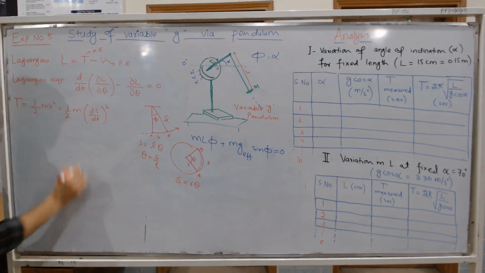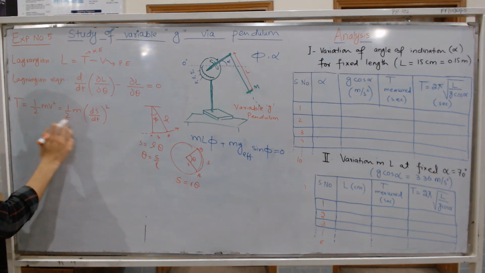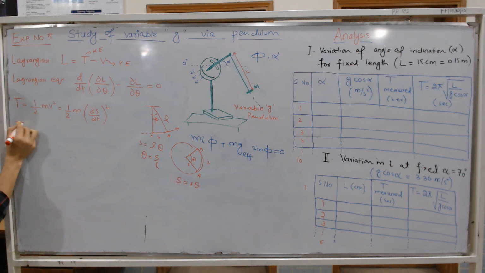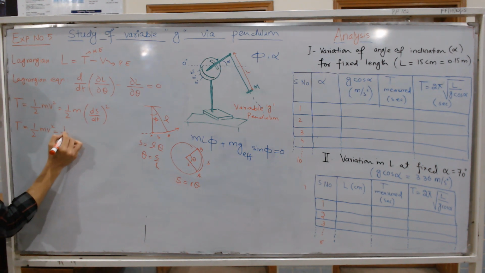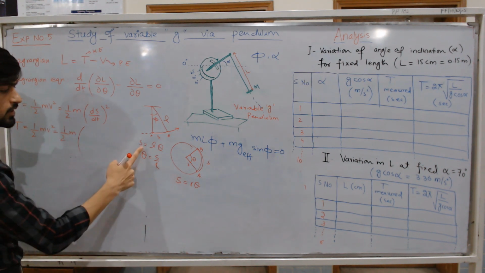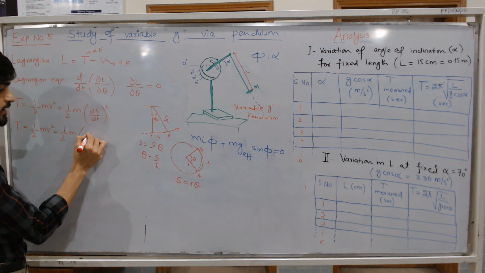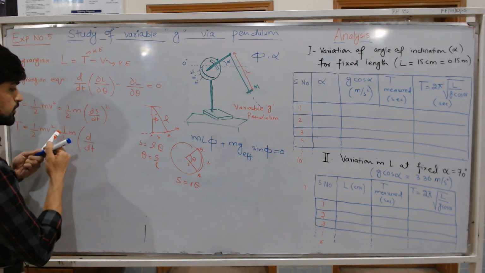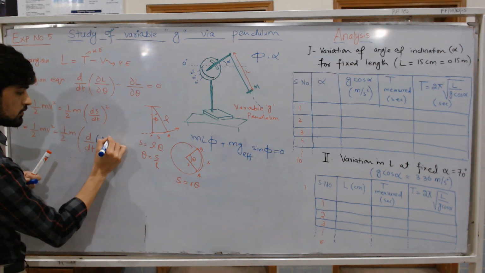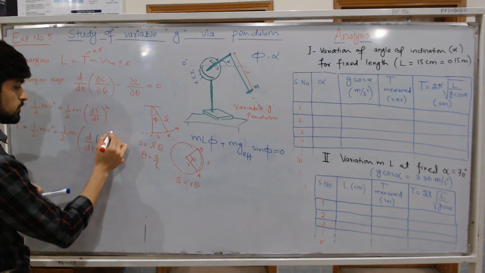We know that the time rate of change of displacement is the velocity. So I can write the kinetic energy T as half m v squared, which is half m (ds by dt) squared. Now s is equal to L theta, so I can write d by dt of (L theta) whole squared.